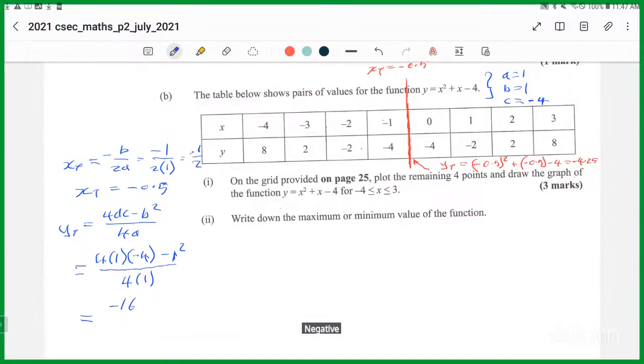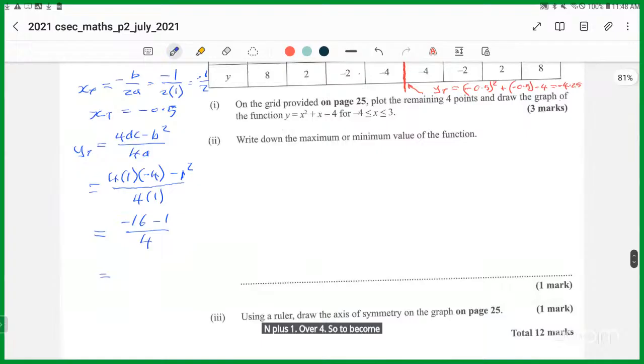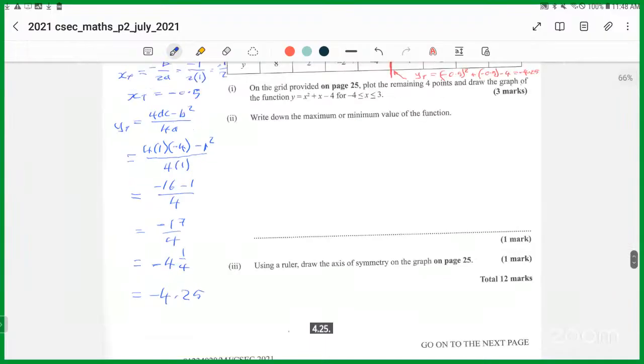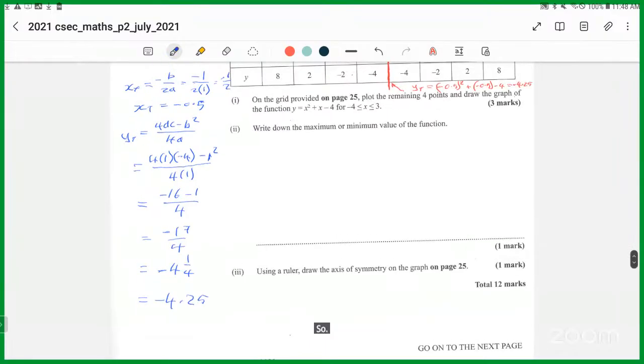-16 minus, this becomes a 1. Minus 1 over 4. So that will become -17 over 4. So -17 over 4 is 4 remainder 1 over 4. So it becomes -4 remainder 1 over 4. If you put that as a decimal, that's -4.25. Alright? So that is it. So same thing we got up here.